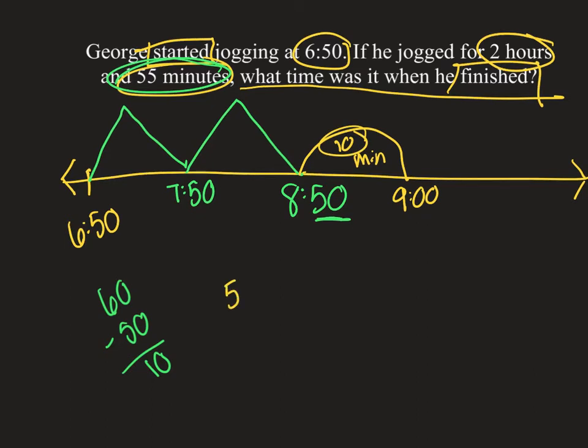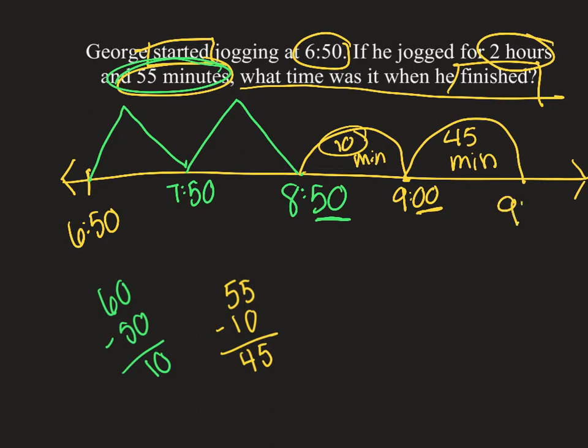So now I'm going to take those 55 minutes and subtract 10 from it. And that leaves me with 45 minutes. So my next jump is 45 minutes long. And now I know 0 plus 45 is just 45. So my end time is 9:45.